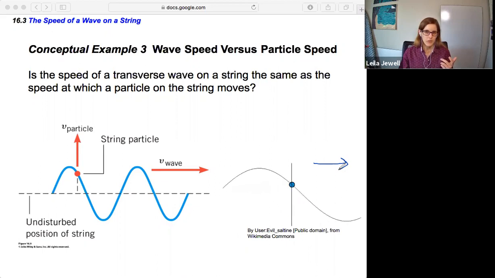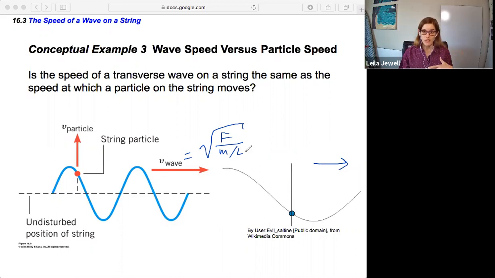So how do we describe the speed of each? Well, let's think first about the speed of the wave on a string. We just got an equation for that, right? That is the square root of the tension force divided by the linear density, mass per unit length. Okay, so as we look at that, notice those things are all fixed, right? We could adjust the tension, but as the wave moves, once you set the tension and the mass and the length, it'll just keep moving at that speed.